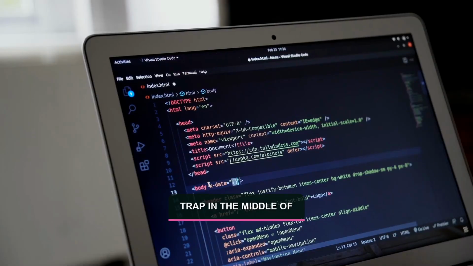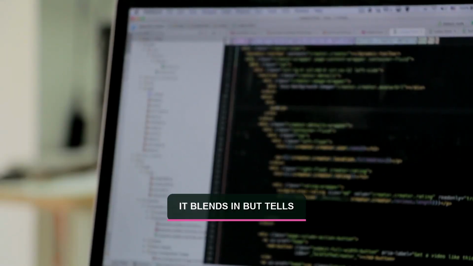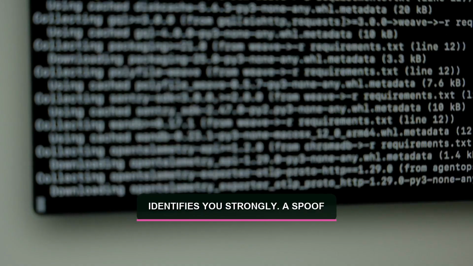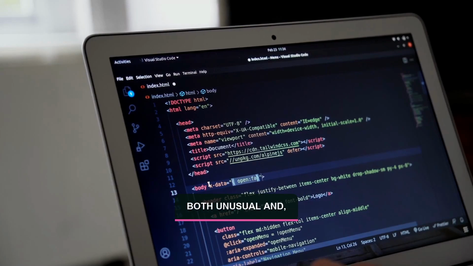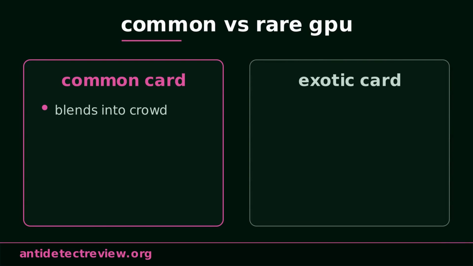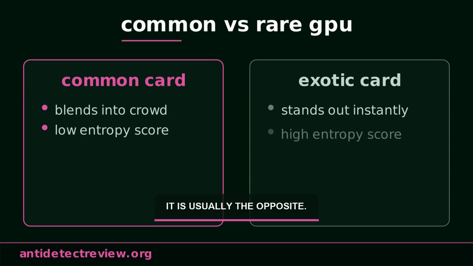There is a subtler trap in the middle of all this. If your WebGL fingerprint is common, it blends in but tells a tracker less. If it is rare, it identifies you strongly. A spoof that invents an exotic or impossible graphics card hands you a fingerprint that is both unusual and, often, internally inconsistent, the worst of both worlds. The target is not the most unique GPU you can fake, it is a plausible, common graphics card that a lot of ordinary people genuinely have, reported consistently every single time. More exotic is not safer here, it is usually the opposite.